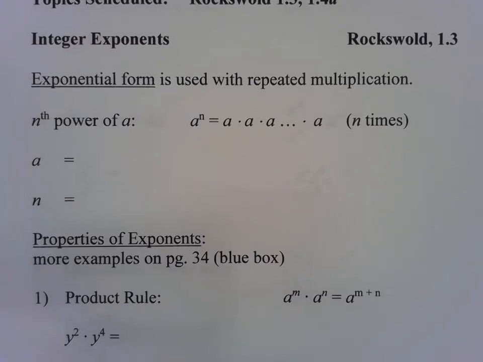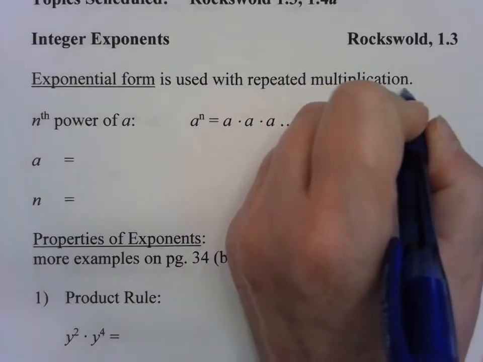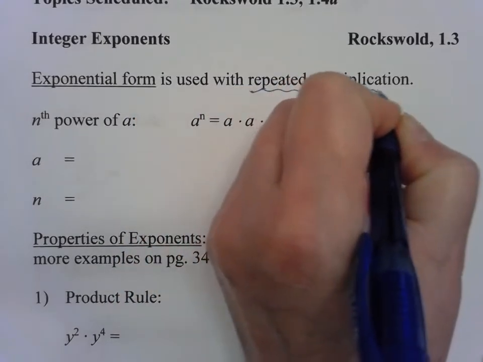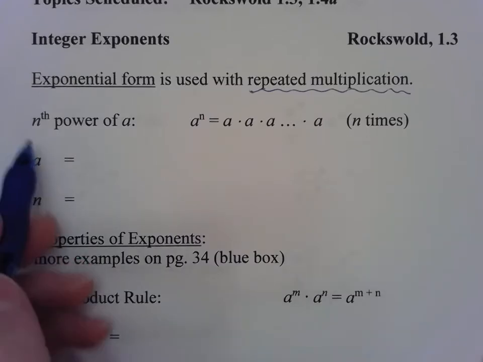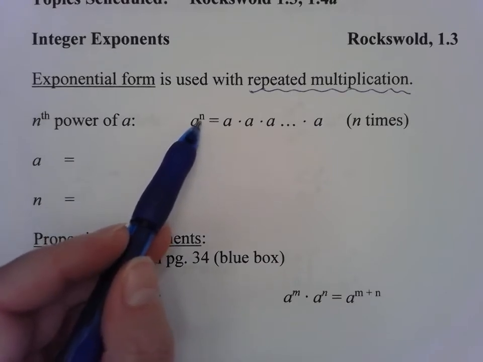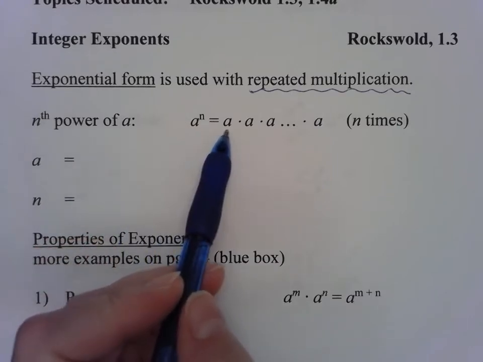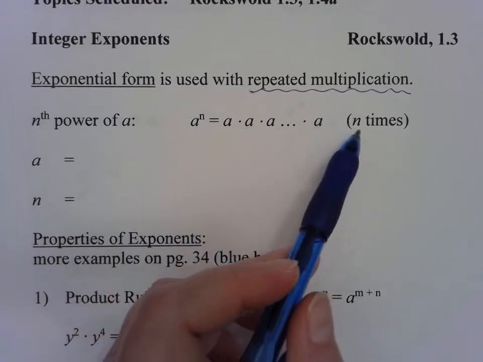So we have what's called exponential form, which means we're going to write an expression using an exponent. And the reason why we would need an exponent is because we have some kind of repeated multiplication. So I'm multiplying by the same number or the same variable, multiplying it by itself any number of times, and that's when I use an exponent. So we read it as the nth power of a, or you could say a to the n. And so when that occurs, we're multiplying a times a over and over again n number of times.